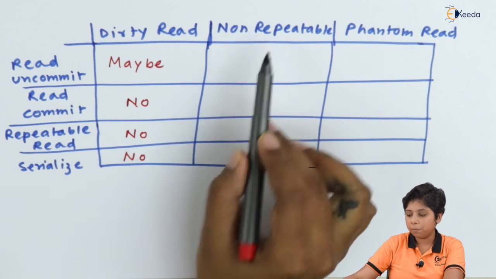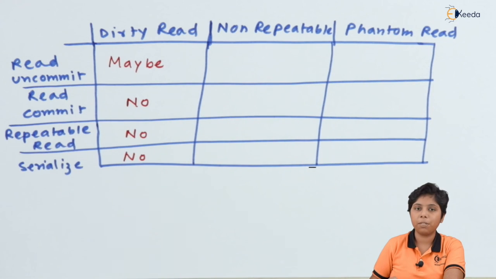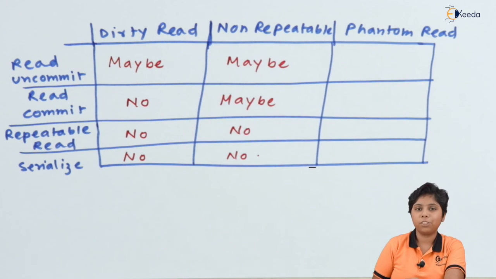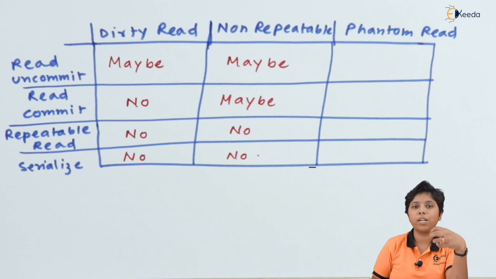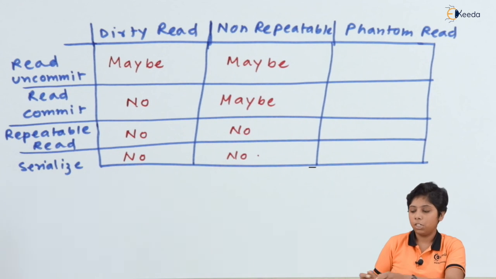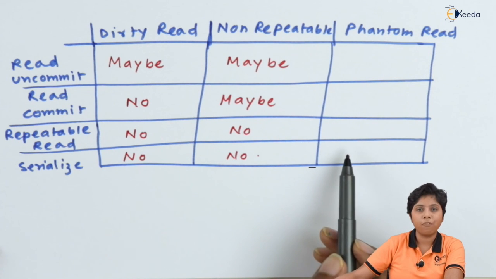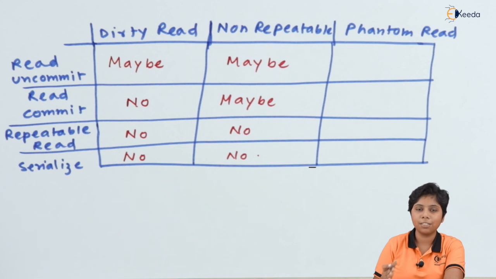Now for the non-repeatable read, both read uncommitted and read committed can have a non-repeatable read. That means it will read a value and then another transaction changes that value, so the value is not read repeatedly. But for repeatable read and serializable, we cannot have any non-repeatable read. Now with the phantom read, what is a phantom problem? An insertion happens while another transaction is updating the value. So we are reading a phantom value that has not been inserted until now. For serializable, we cannot have any phantom read because the transactions are serialized.